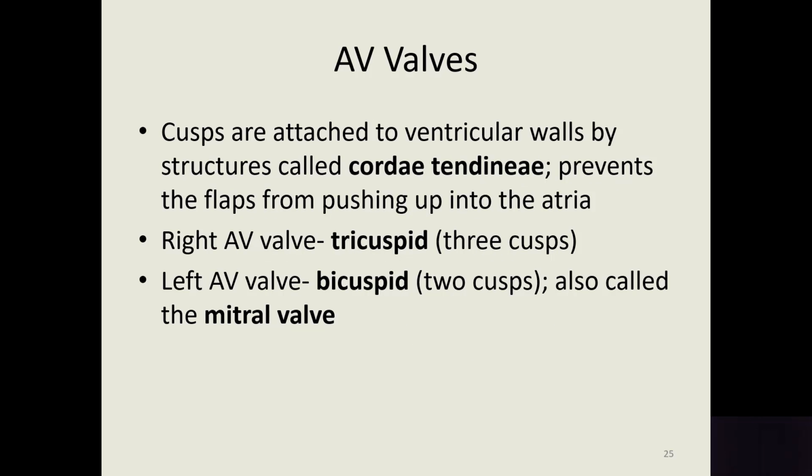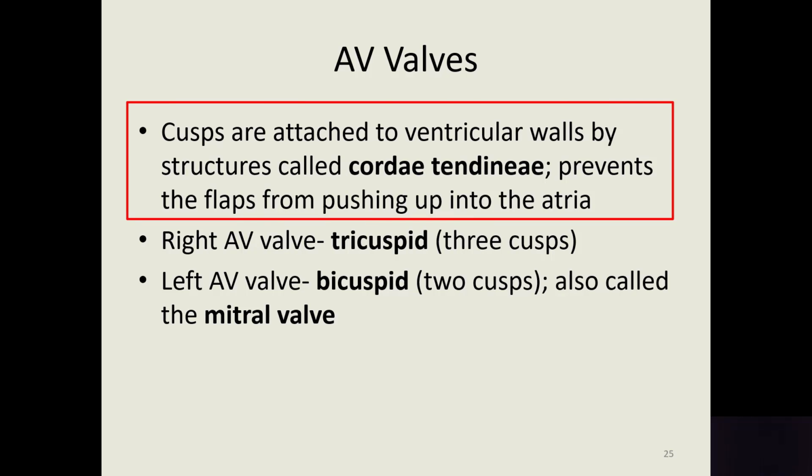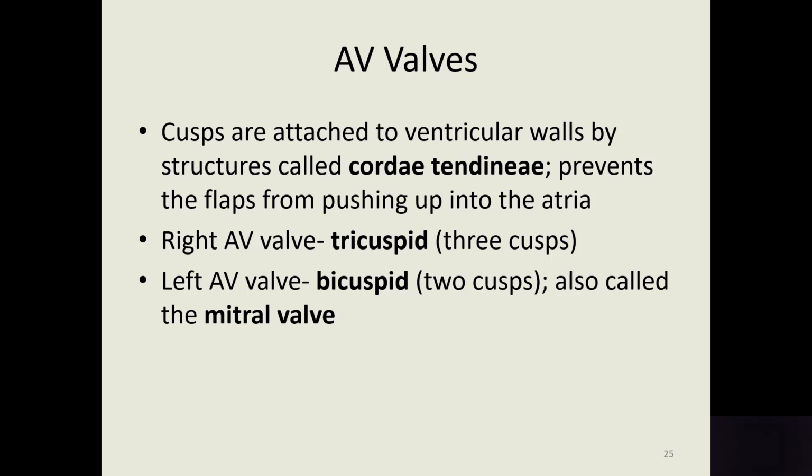So the cusps of the AV valves, or the flaps of those AV valves, are attached to the walls of the ventricles by something called chordae tendineae. And this prevents the flaps from pushing back up into the atria, kind of like those metal stays on an umbrella. It's the same kind of thing.